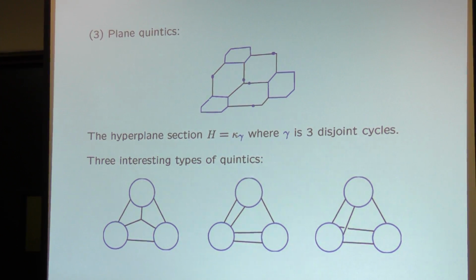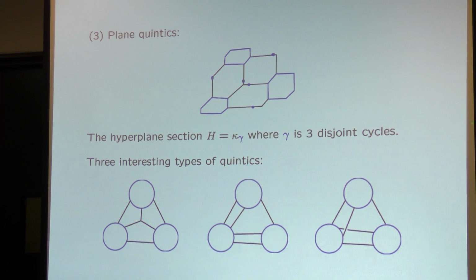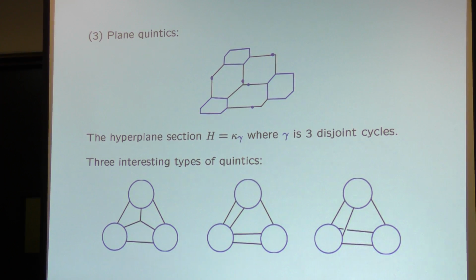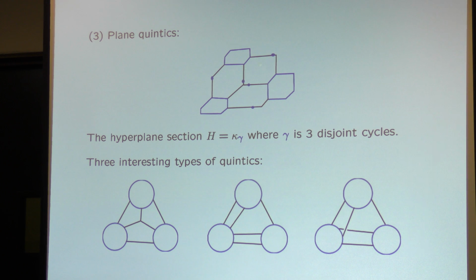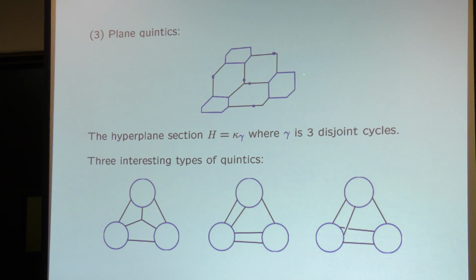So what is a plane quintic? It's not a planar quintic, it's actually a tropical plane quintic, which for me is going to be a curve of genus 6, of course, which has the following property. It has 3 disjoint cycles, which are responsible for the theta characteristic, the one which has dimension 2, the one which gives you the classical embedding to P2.